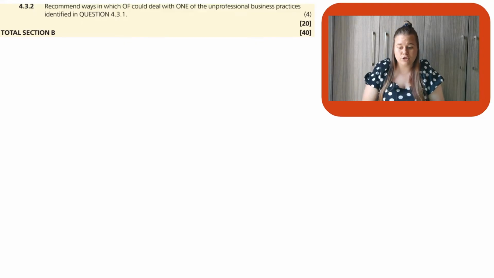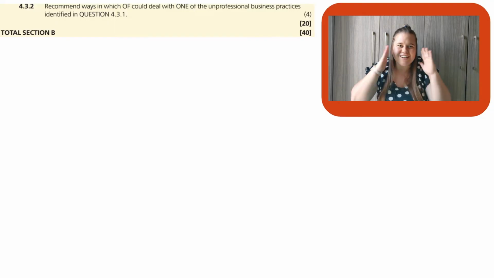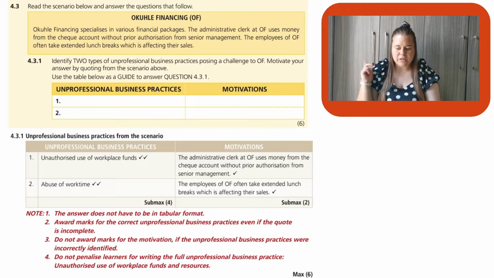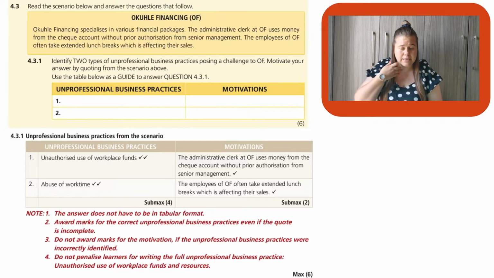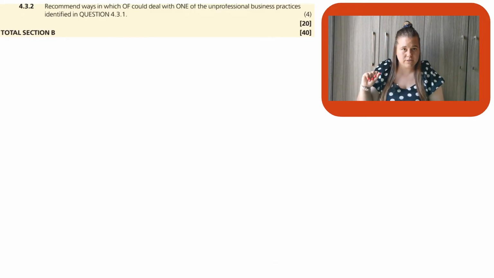Okay, 4.3.2. Recommend ways in which OF could deal with one of the unprofessional business practices that you identified in 4.3.1. So that's very important now. I can already tell you what the note is going to be. Hopefully you guys have picked it up too. So remember, I'm just going to go back a slide quickly. The only ones that we can now discuss here are unauthorized use of work funds and abuse of work time. If I'm going to mention a different one, it's not going to be correct. So we need to recommend ways that they can deal with one of these.